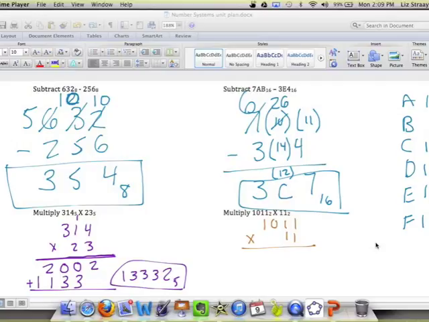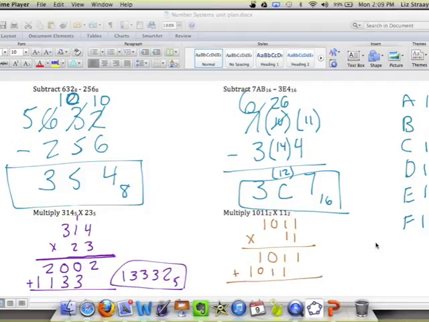So 1 times 1 is 1. 1 times 1 is 1. 1 times 0 is 0. 1 times 1 is 1. So we just get that first number over again, because we're multiplying by a 1. Then I multiply by the other 1. 1, 1, 0, 1. We get it over again, but it's bumped over a spot.